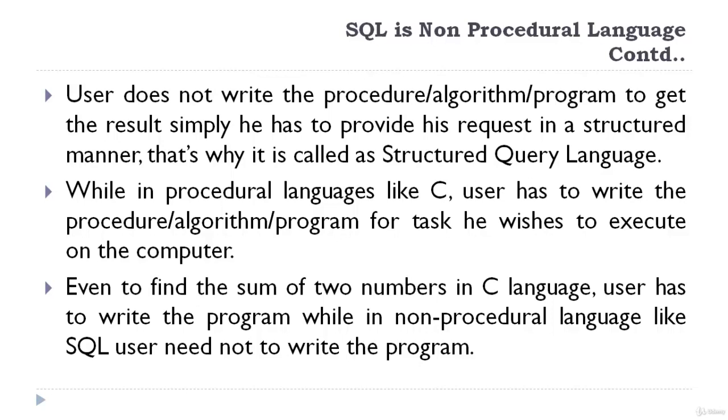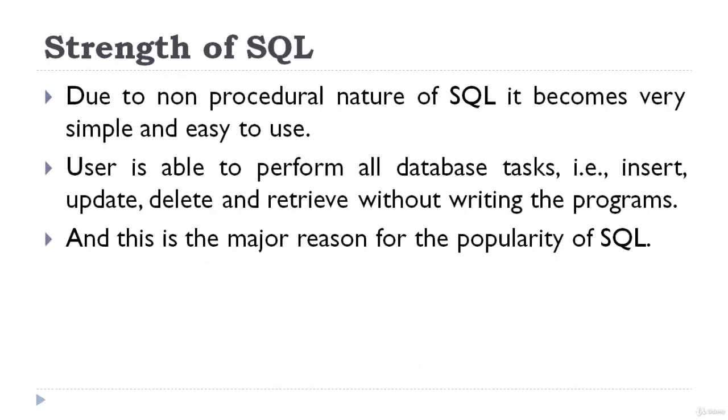While in a procedural language like C, we have to write a procedure or algorithm to perform any task. For example, if we just want to add two numbers in the C programming language, we have to write a program or algorithm for that operation. But in SQL, there is no need to write an algorithm or program. You simply need to provide the request in a structured manner to the system and the system automatically performs that task. This non-procedural nature of SQL makes it very simple and easy to use, and this is the major strength of SQL. This is the reason why SQL is so popular, because we can perform all database operations like insert, update, delete and retrieve without writing programs.